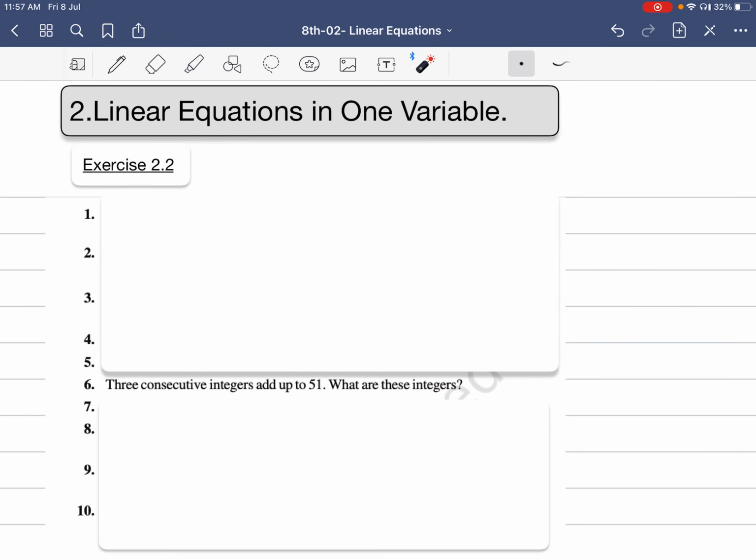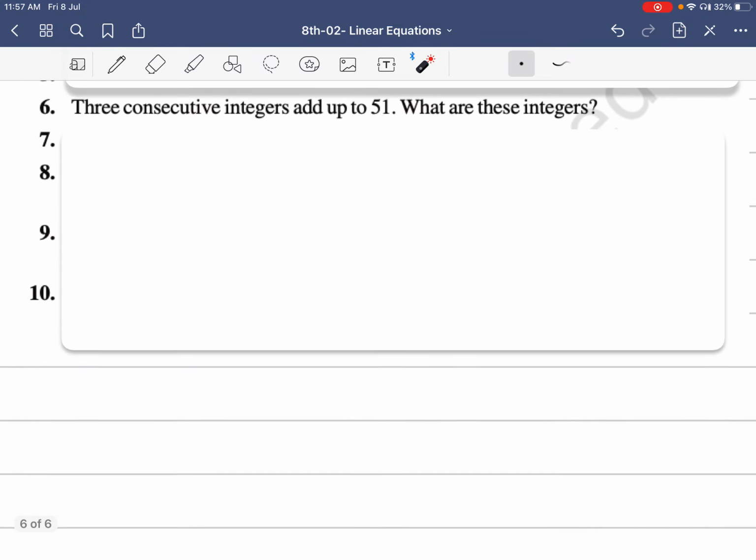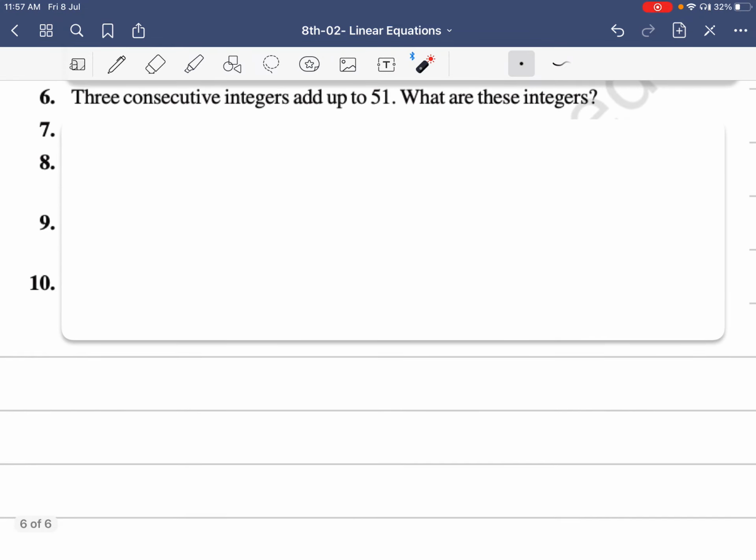So in this video, we are going to solve questions from exercise 2.2, which is from chapter 2, linear equations in one variable. We have seen the first 5 problems from exercise 2.2. Now we'll start from problem number 6. Let's zoom in. Okay, so let's read the problem.